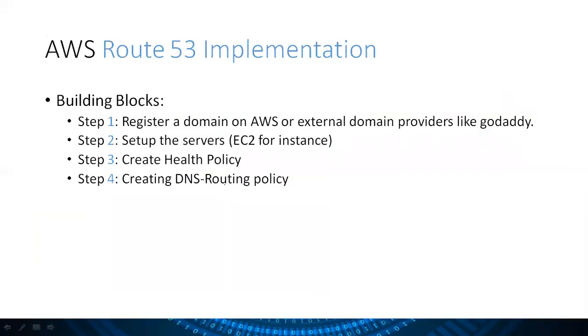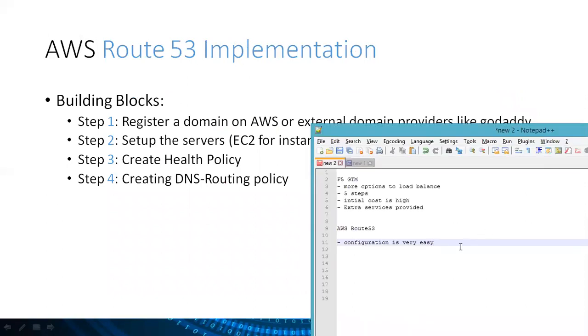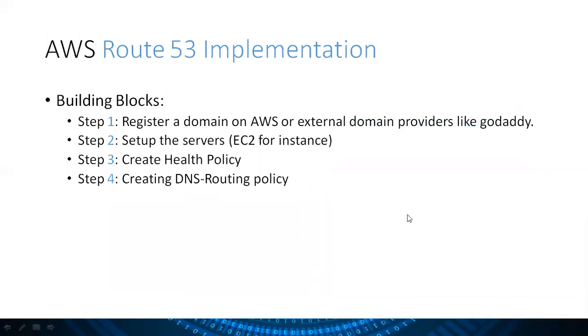The configuration can be done in just 4 steps. I think if I go back, it's a 5-step process in F5 GTM, but in AWS it's a 4-step process. Okay, on that note, let's jump in.